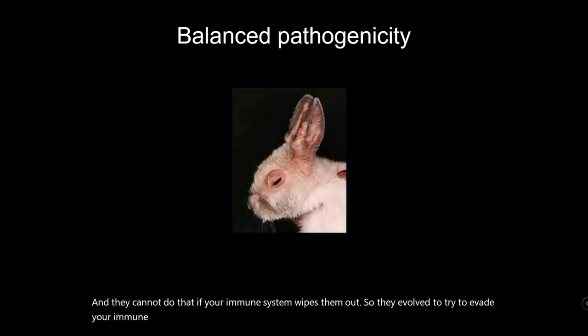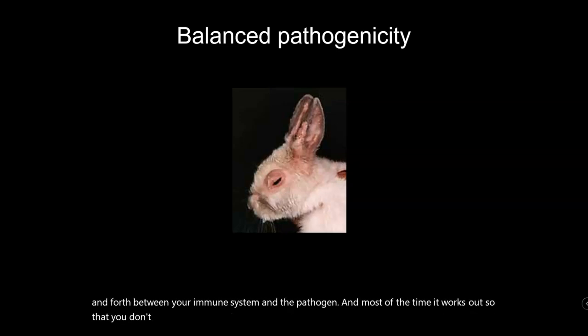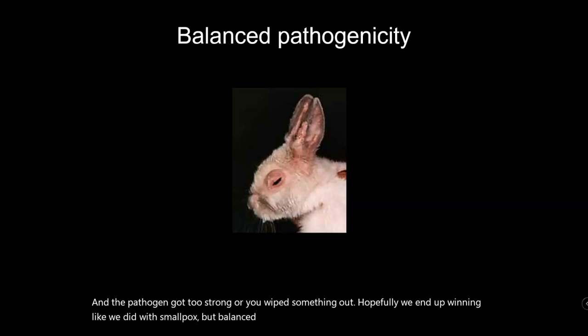Your immune system evolves to try to kill them. And it's this constant back and forth between your immune system and the pathogen. And most of the time, it works out so that you don't die. You get sick, but you don't die. But sometimes something happens and the pathogen gets too strong, or you wipe something out. Hopefully we end up winning like we did with smallpox. But balanced pathogenicity tries to mean the virus is just strong enough to make you sick and breed, but not so strong that it kills you.